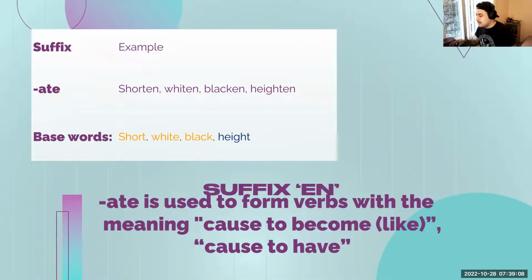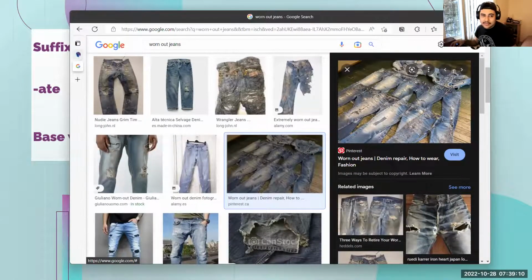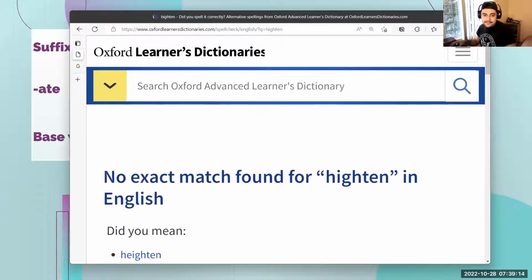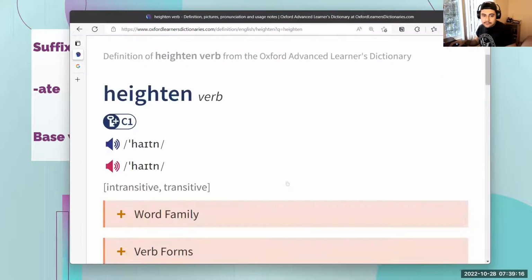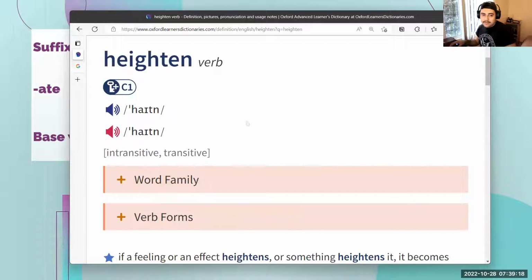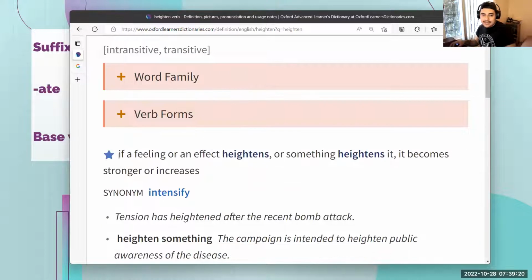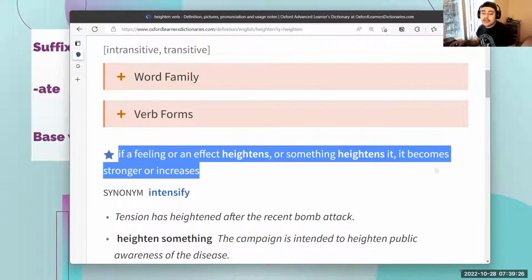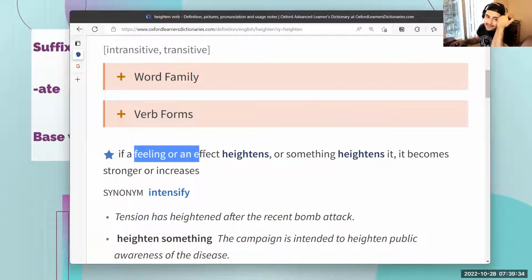Heighten is a little bit different. Heighten something. It's C1 vocabulary. And it reads, if a feeling or an effect heightens or something heightens it, it becomes stronger or increases. But look, it's so interesting. This is a feeling or an effect.